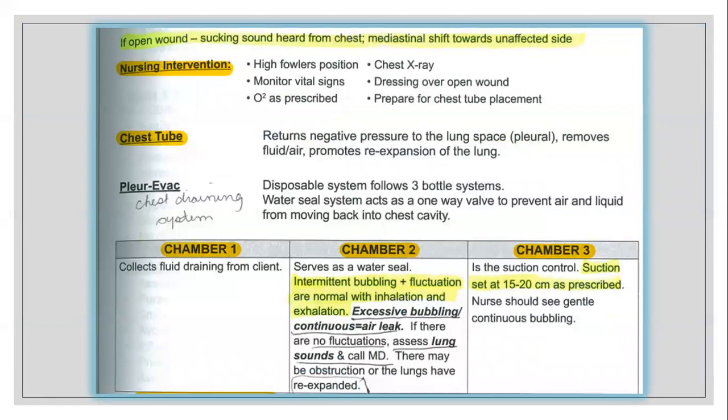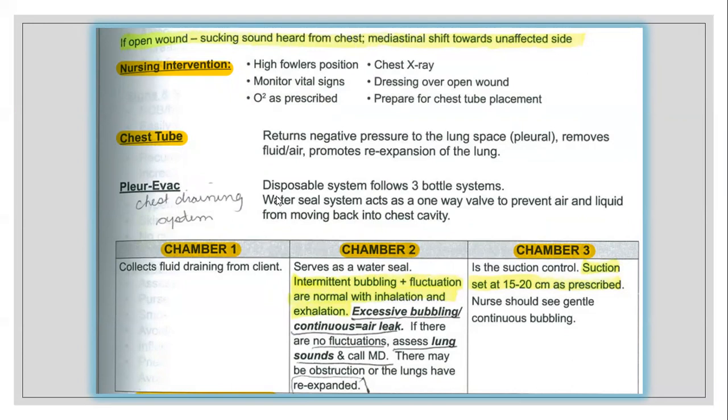Now let me go back. So the chest tube returns negative pressure to the lung space. It also removes fluid or air and promotes re-expansion of the lungs. So this is the indication or use of the chest tube.